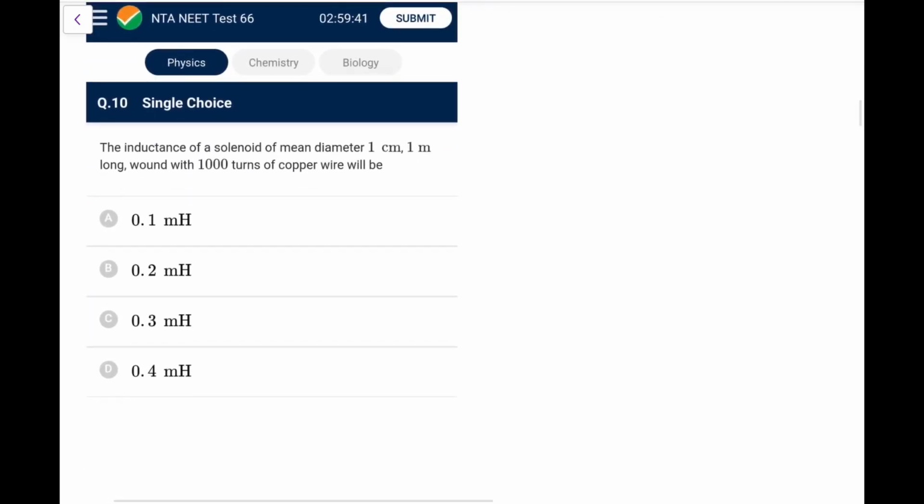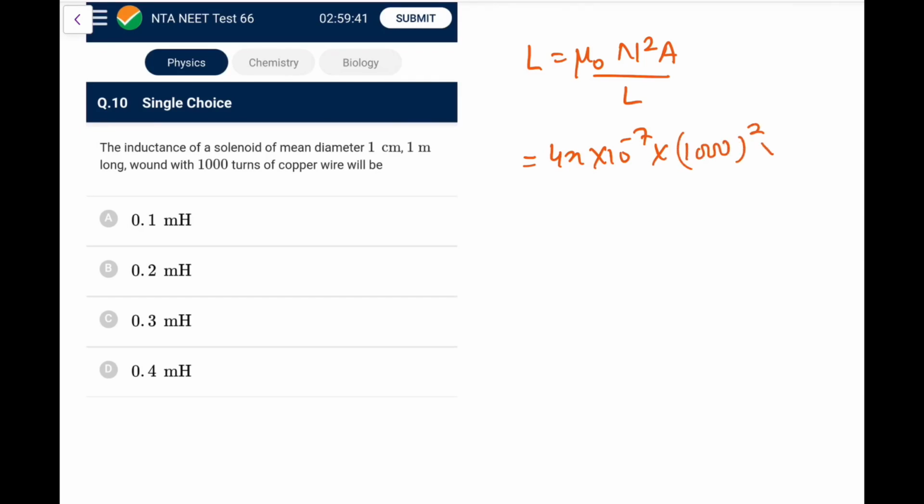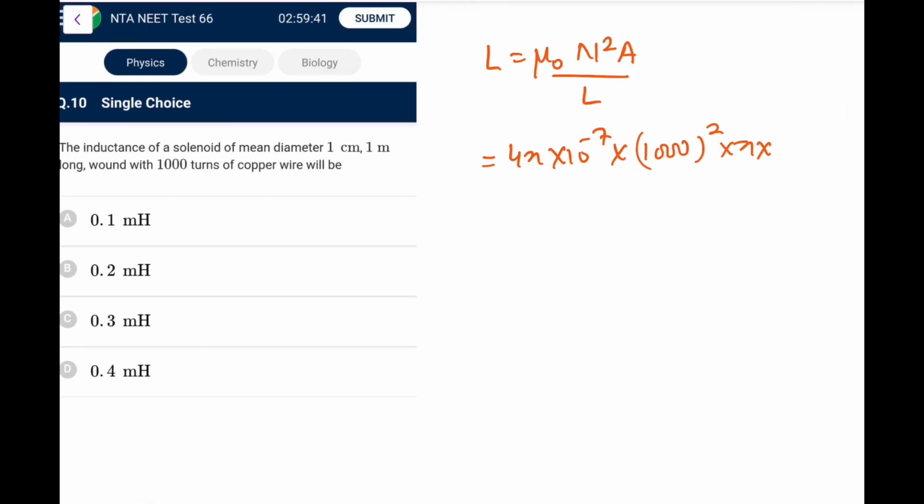Next one. The inductance of a solenoid of mean diameter 1 centimeter, 1 meter long, wound with 1000 turns of copper wire. You have to find the inductance. So for inductance, you know the formula comes out to be mu naught N square A by L, or you can write mu naught small n square A by L, whatever you wish. So mu naught is 4 pi into 10 to the power minus 7, N square, so 1000 turns of copper wire, that is 1000 square. Area is pi into d square by 4, so 10 to the power minus 4 by 4 I can write, into length is 1. So this 4 and 4 goes. So this is pi square into, this will become 10 to the power 6.